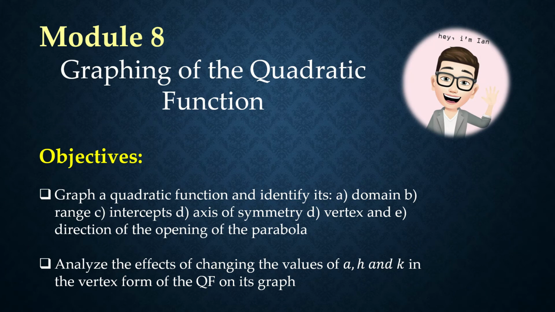Then another is we will identify the x and y intercepts, then axis of symmetry, vertex, and the direction of the opening of the parabola. The second objective is to analyze what will be the effect of changing the values of a, h, and k in the vertex form of the quadratic function on its graph.